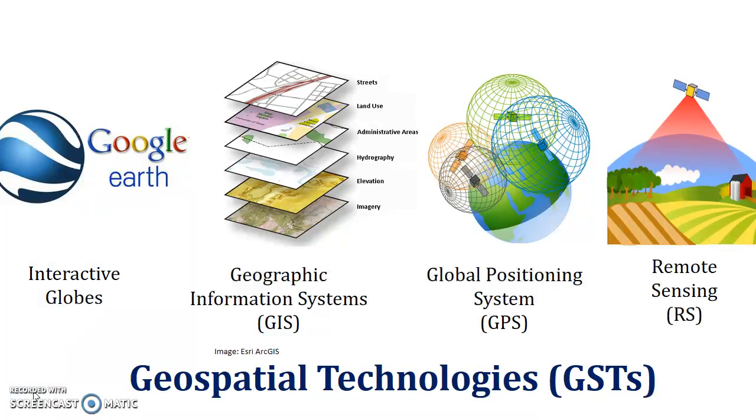Finally, remote sensing involves a collection of data about the Earth's surface from aircraft or satellites, and we can also call this aerial and satellite photography.